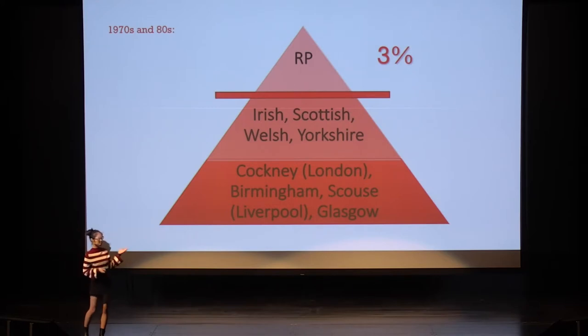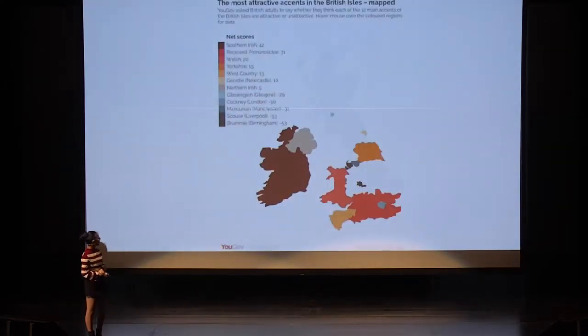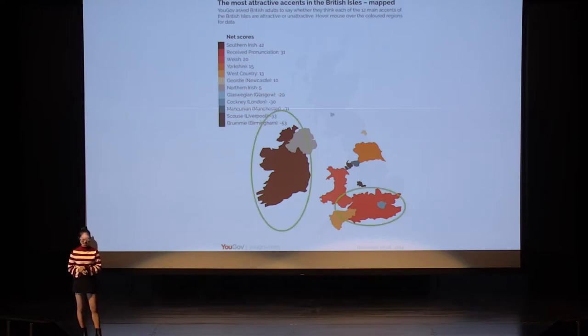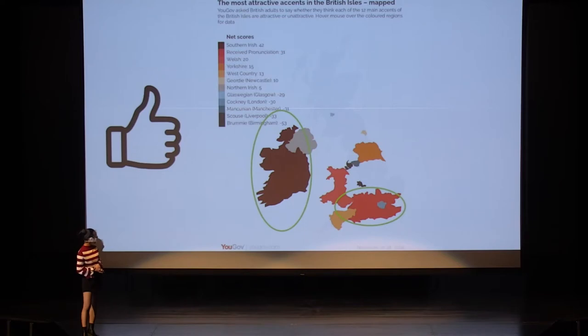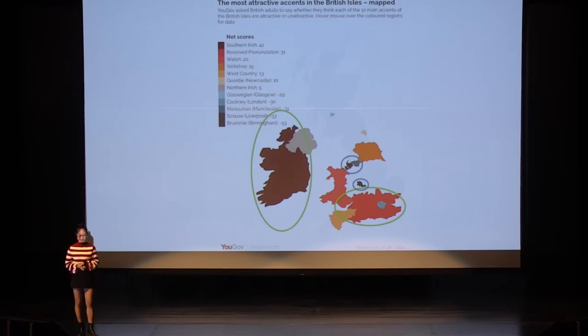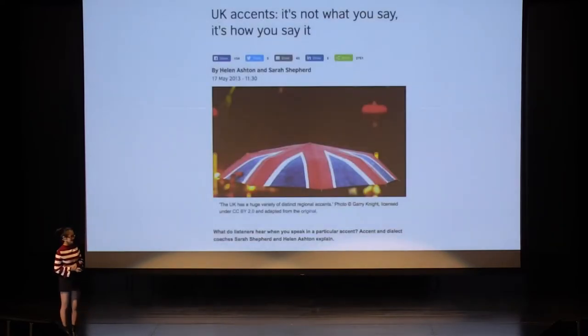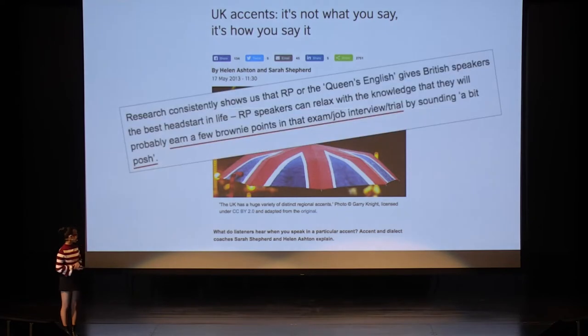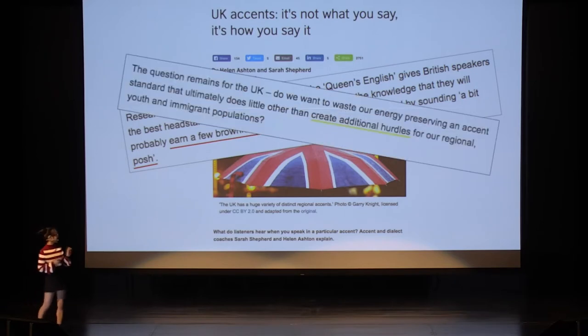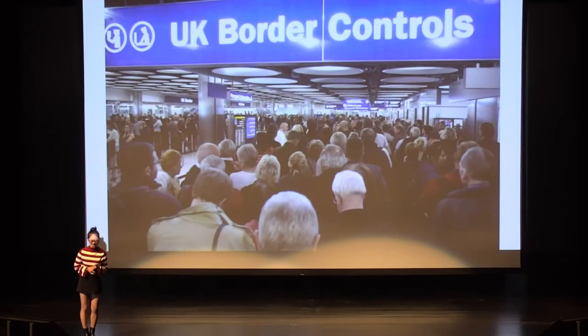And the stratification system persisted to nowadays. The study in 2014 shows how the RP, Irish, and Welsh accents continue to be received positively by the society, while the urban Birmingham and Liverpool accents continue to be judged negatively by the society. And this created barriers to work. This article in 2013 said those that speak the standard RP accents can earn a few brownie points in an interview by sounding a bit posh, while additional hurdles are created for the marginalized regional youth and immigrant populations. In this case, sadly, if you're failing the standard accent, you're probably failing life in the UK.